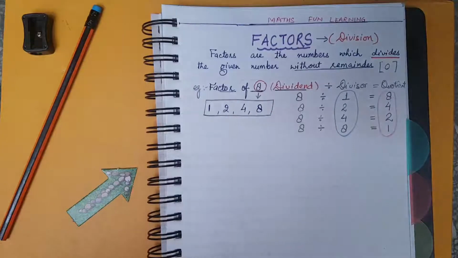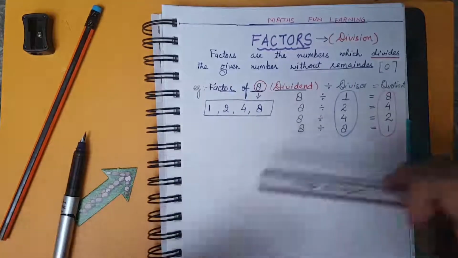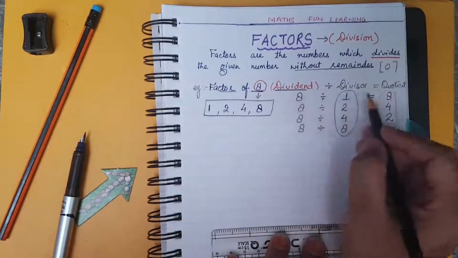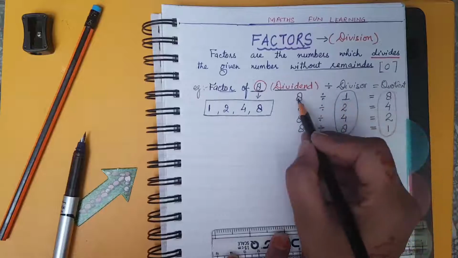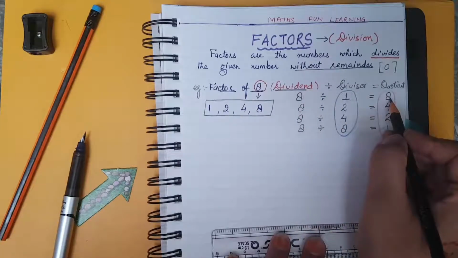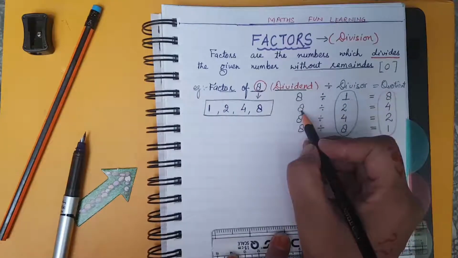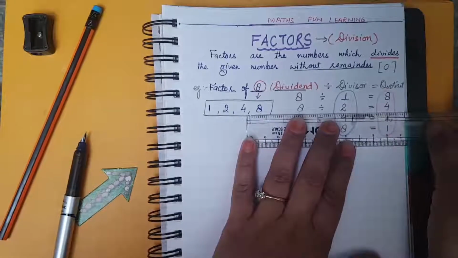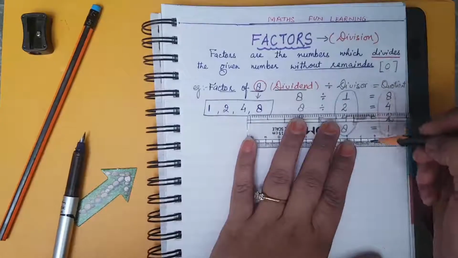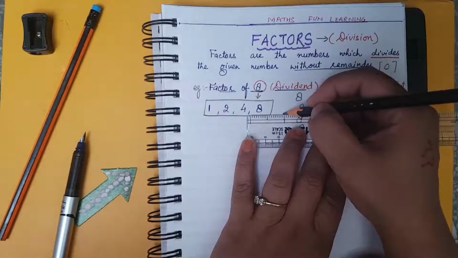If you observe here, when you divide 8 by 1, you get 8 as the quotient. When you divide 8 by 2, you get 4 as the quotient. Now I am going to divide this division into 2 parts.